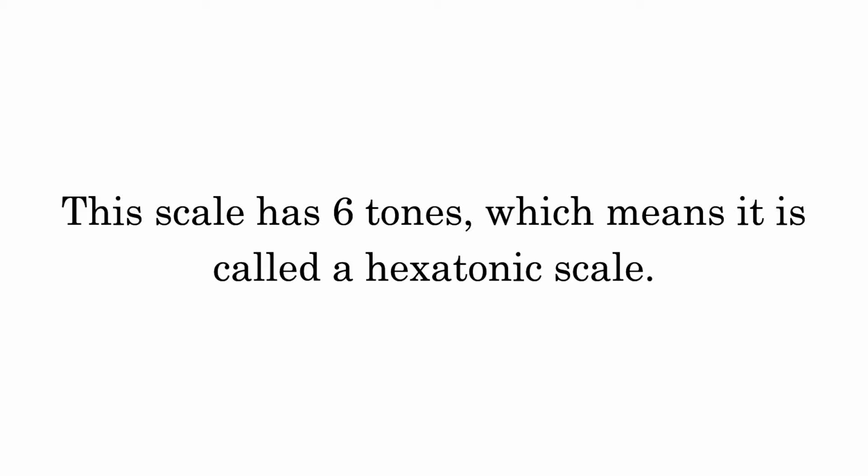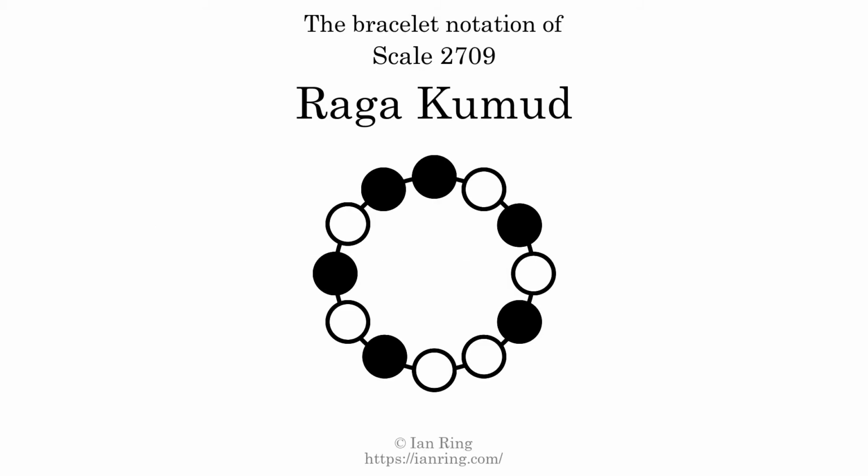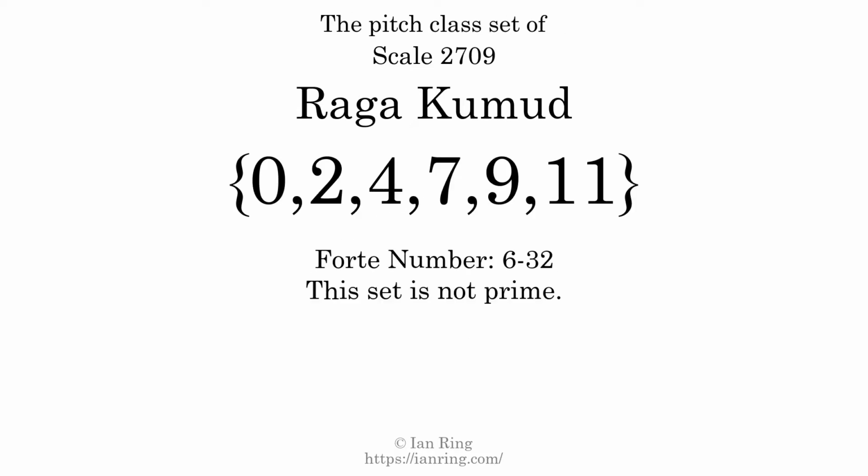This scale has 6 tones, which means it is called a hexatonic scale. This is a bracelet notation diagram of scale 2709. The shaded circles represent tones that appear in the scale, and they are read clockwise, starting at the top. The pitch class set for this scale is 0, 2, 4, 7, 9, 11. The fault class is 632. This set is not prime.